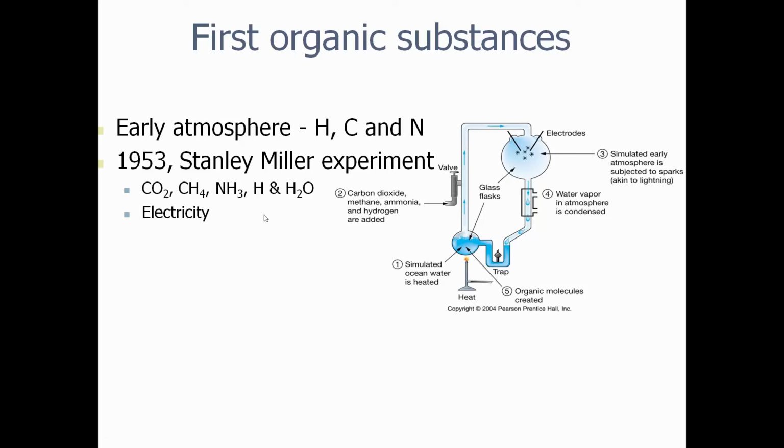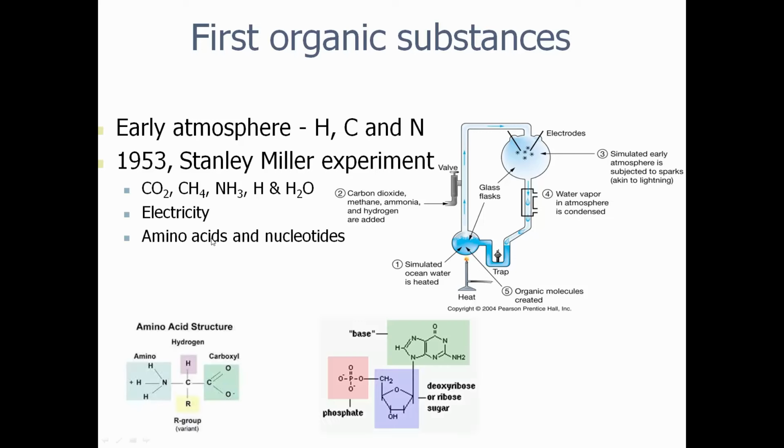So we put these in there, and we added electricity, and we got amino acids and nucleotides. These make up proteins. These make up the DNA and RNA. And here is an amino acid structure, one of 20 that you need to eat to get all the proteins you need. And this is deoxyribose, or ribose sugar. So this is the deoxyribonucleic acid, and it could also be the ribonucleic acid with a couple of changes.